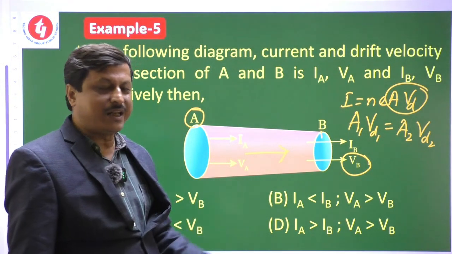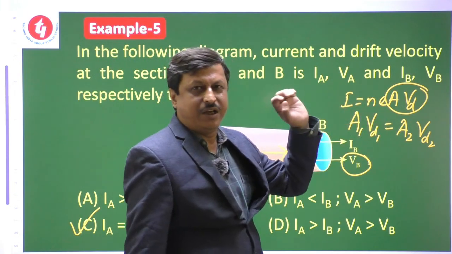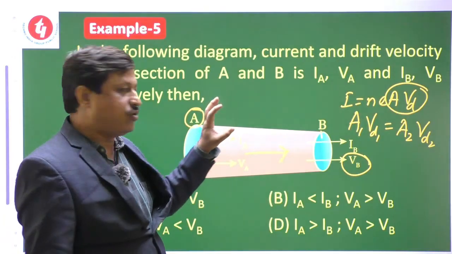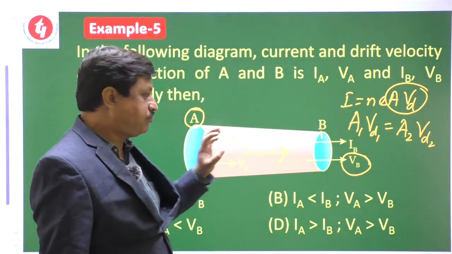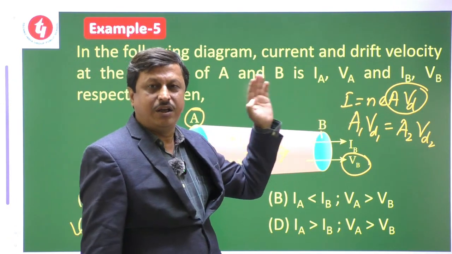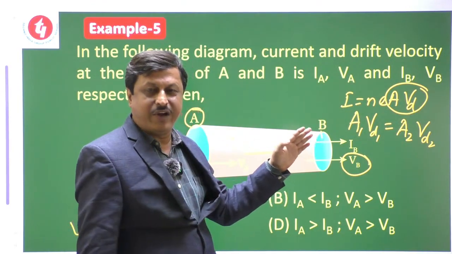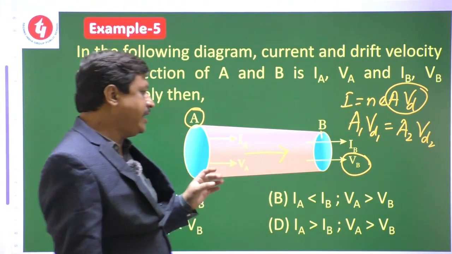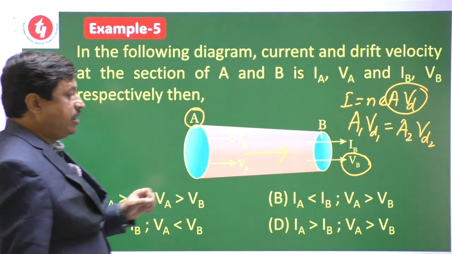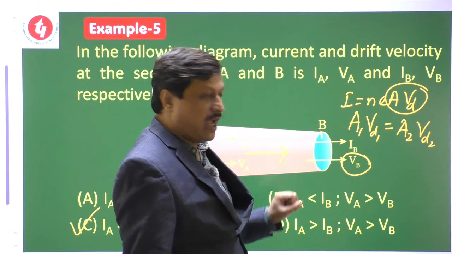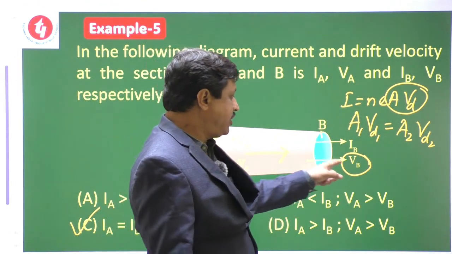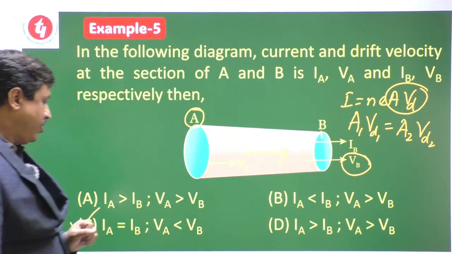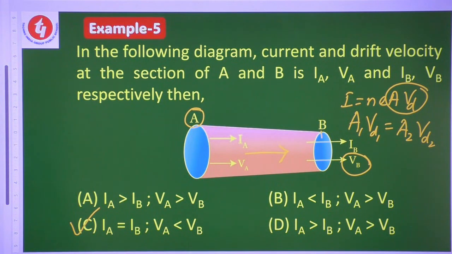Basically I equals nAvd. Current does not vary in these two sections, so current remains constant, IA equals IB. But in this section the area decreases, so the drift velocity will increase, so VB is greater than VA. Okay, next question.